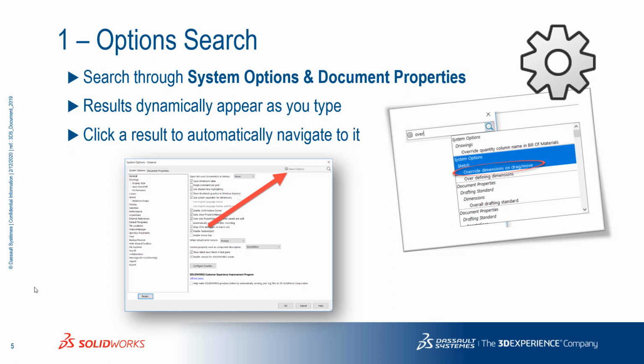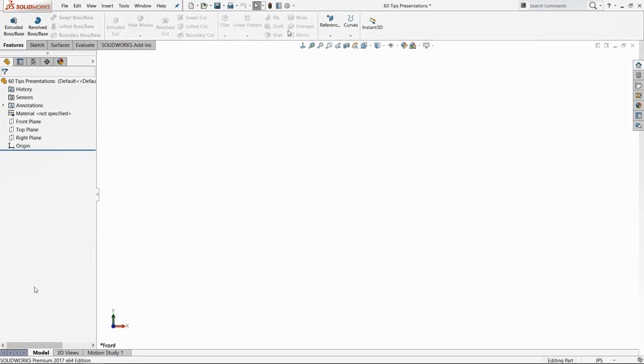So, we'll get started. Tip number 1 is called the options search. When you call us at tech support and we start to look through to tell you where some options are, we don't have that stuff memorized. We use this all of the time. It's a really quick way to find your system options and your document properties. And as you type them in there, they dynamically appear. So you don't need to commit to memory anymore where these options live in your system options or in your document properties. So let's take a look at this.